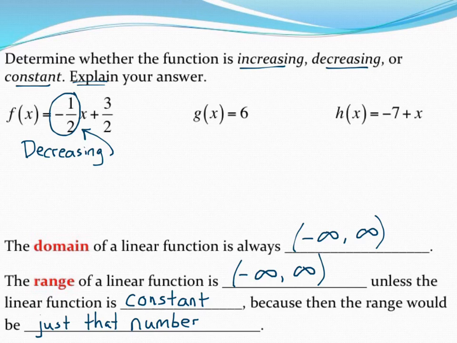The next line doesn't have a slope. 6 is not the slope. 6 is just your y-intercept. This is a horizontal line, so it's not increasing or decreasing. We would just say it's constant. And again, your reason could just be simply because there is no slope, or you could say because the slope is 0, or you could say the line's horizontal.